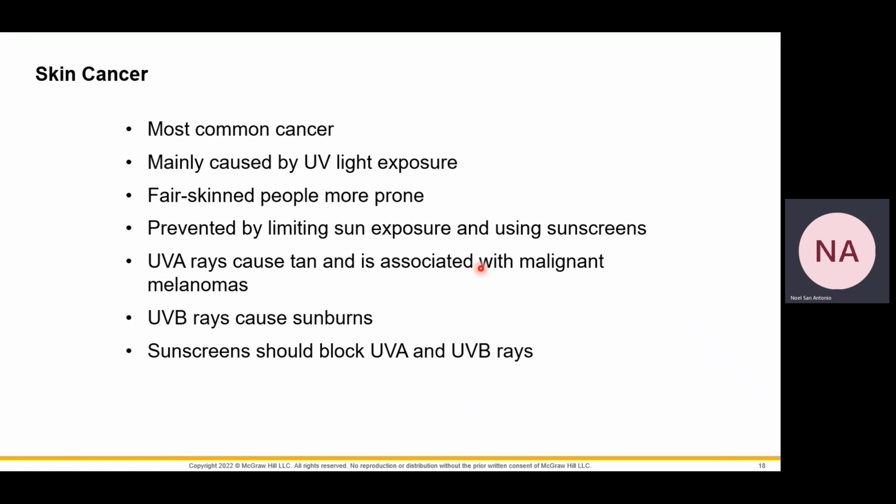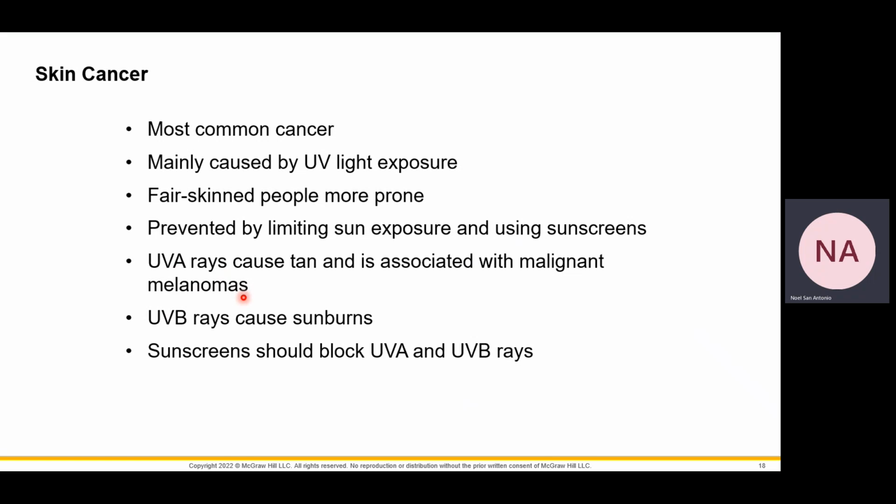By limiting exposure to the sun and using sunscreens. And we generally have two types of ultraviolet rays, A and B. That's why you have your UVA and UVB. UVA causes tanning, and it is usually associated with a type of skin cancer called malignant melanoma. We will discuss the details of that later.